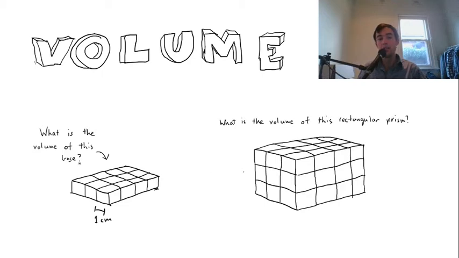So if we look at the volume of this shape over here, this is 1 centimeter here, which makes this shape a centimeter cubed. So I have 3 centimeters cubed here, 4 centimeters cubed here. So that's 3 times 4 centimeters cubed, which is 12 centimeters cubed. And you could also just count them as well.